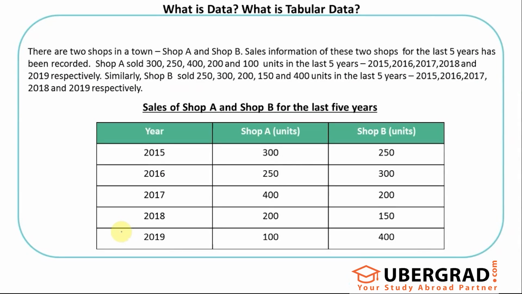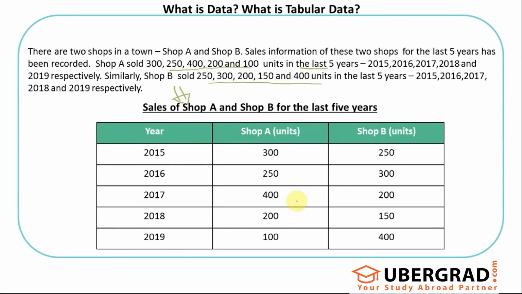If you have been following this series, we have talked about a story of a town with two shops, and a piece of information being given about their sales. Shop A sold 300, 250, 400 in the last 5 years, 2015 to 2019. Similarly, for shop B also, the number of units sold over the same 5 years has been given. We convert this information into tabular form like this. So using this information, let's go ahead.